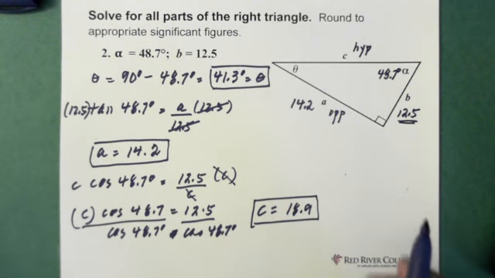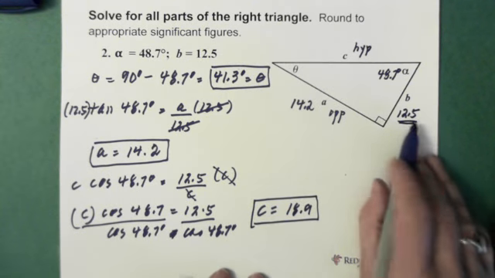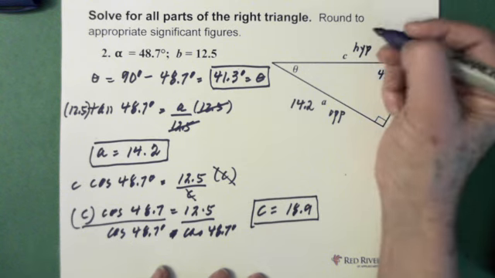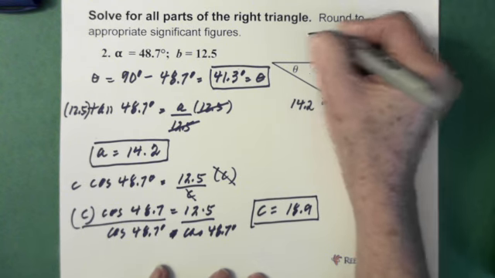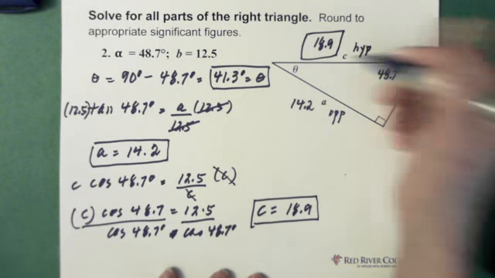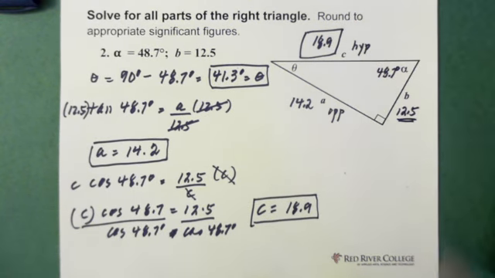Okay, so there's C. So we have 14.2 here, 12.5 here. We're saying the hypotenuse is 18.9. That's a reasonable answer. It's got to be bigger than those two, so it makes sense.